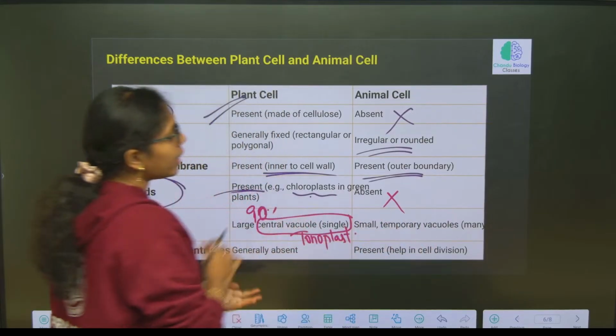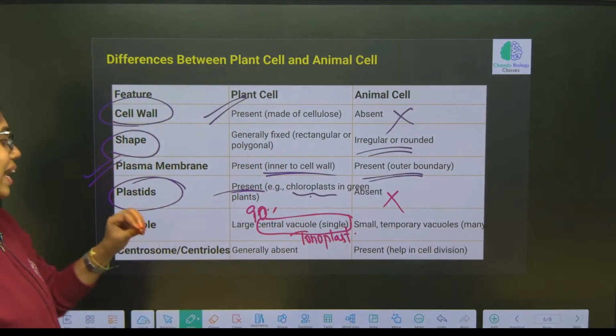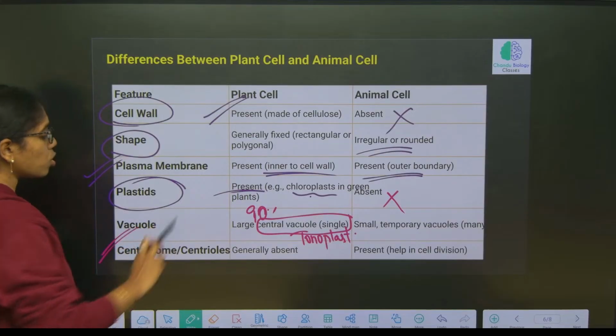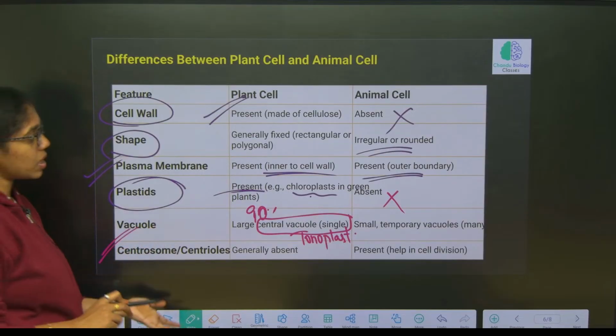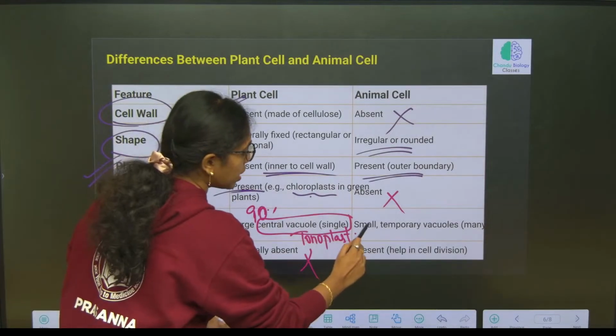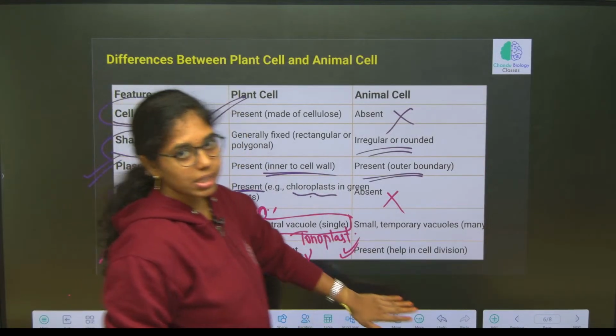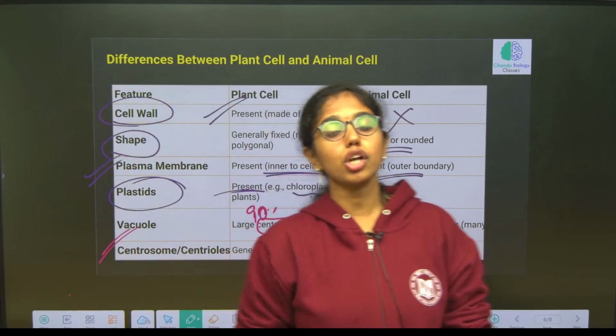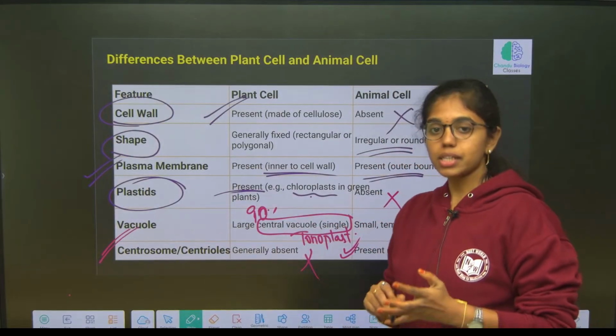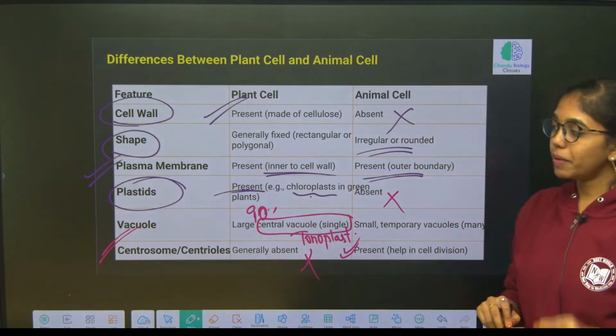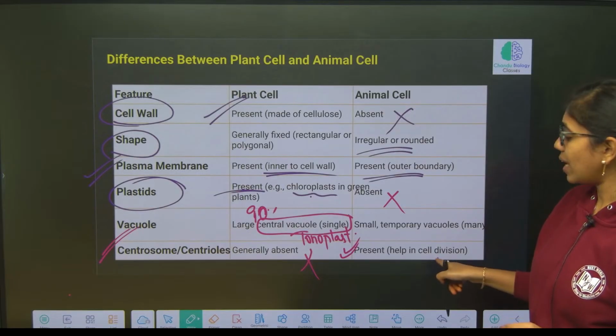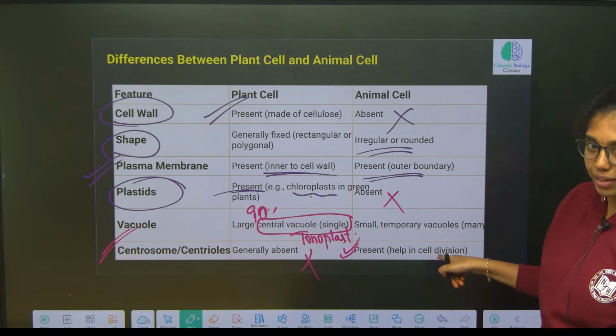Next, in animal cells, the vacuoles are small and temporary. Next, centrosomes and centrioles are absent in a plant cell and present in an animal cell. So, in animal cells, what do they aid in? Spindle apparatus and spindle fiber formation. The spindle apparatus or spindle fibers will help in the cell division of an animal cell.